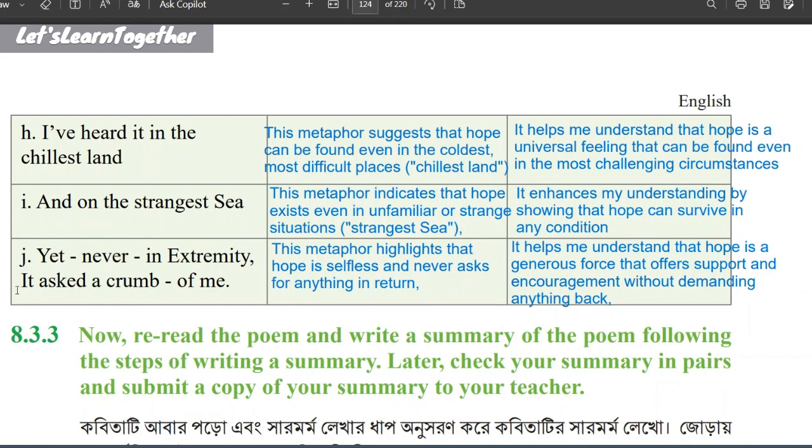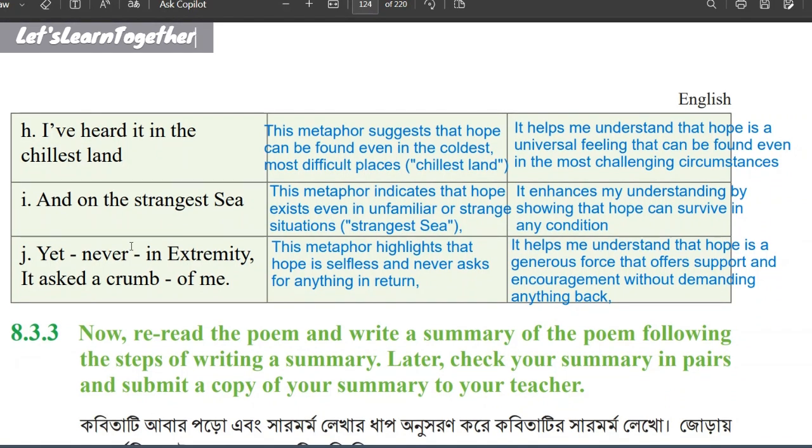Then the last one is "yet never in extremity it asked a crumb of me." This means that hope gives us a lot of things. It gives us peace, comfort, pleasure, but it never asks for something in return from us. We can compare this situation with a tree. A tree gives us so many blessings. It gives us oxygen, fruits, vegetables, all the necessary things that we need for our living, and still it doesn't want very intense things back from us. It just wants some nurturing, that's it.